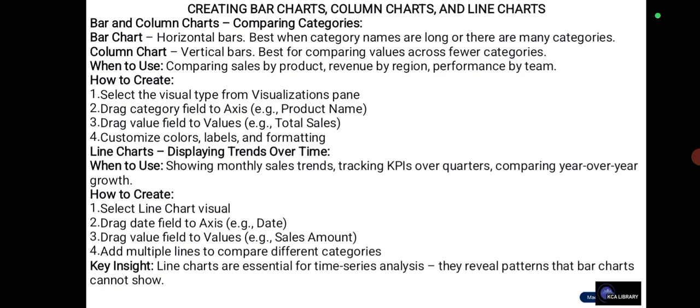But line charts, how do you now create line charts? In creating line charts, first select the line chart visual, drag the date field to axis. If maybe there is a date column, you can drag it if you want to use date. Then drag the value field to values. Then add multiple lines to compare different categories. Don't forget line charts help to show maybe a monthly sales trend or even to track KPIs over quarters. All right, so you have to know when to use them and how to create them.